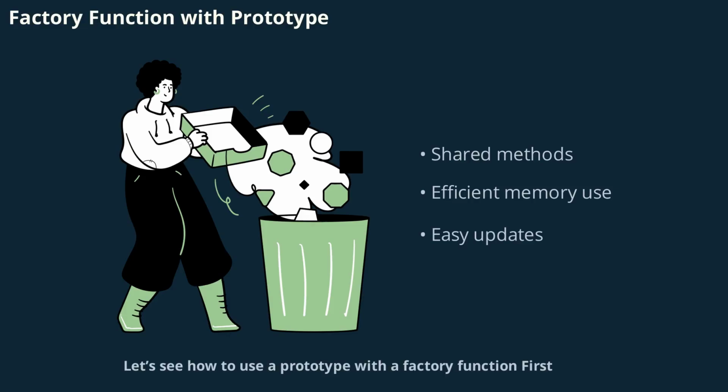Let's see how to use a prototype with a factory function. First, define a prototype object with shared methods, like talk. Then, use Object.create to make new objects that inherit from this prototype and assign properties using descriptors. This way, all your objects share the same methods, saving memory and making updates easy.